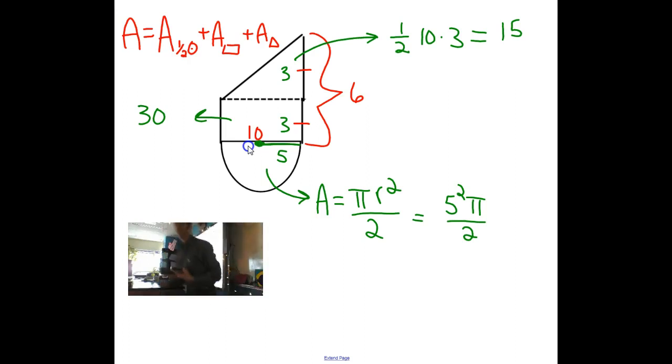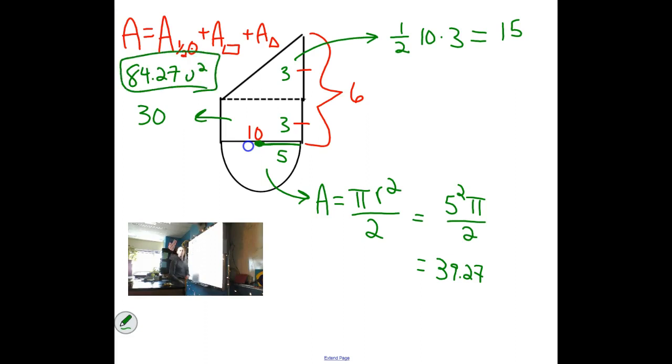39.27. Okay, so now I've got my three parts. Now I simply need to add those three parts together, and I get 39.27 plus 30 plus 15, and the total area is 84.27 units squared. So this is a classic composite problem.